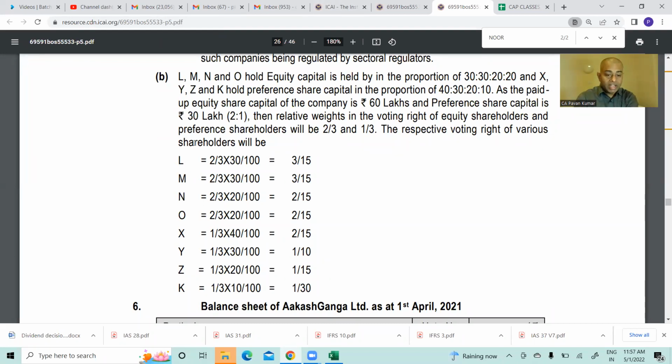So this 2 by 3, 2 by 3, 2 by 3, 2 by 3 is the equity weight. Then 1 by 3, 1 by 3, 1 by 3, 1 by 3 is the preference weight. Then 30 by 100, 30 by 100, 20 by 100, 20 by 100 is their shareholding weight. We calculated in percentages, they have done in fractions. Both same. So guys, can I say that we are done with this and shall we move further?